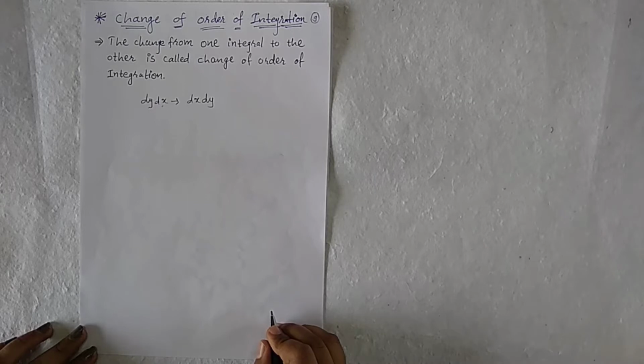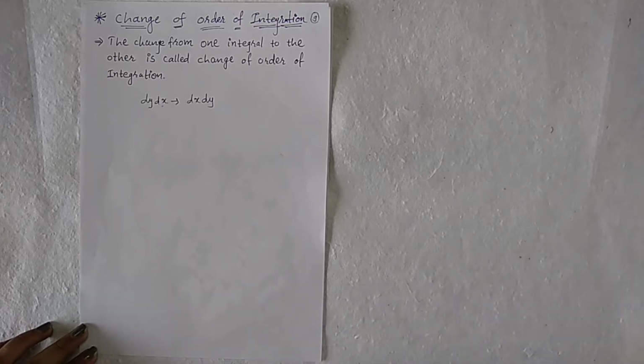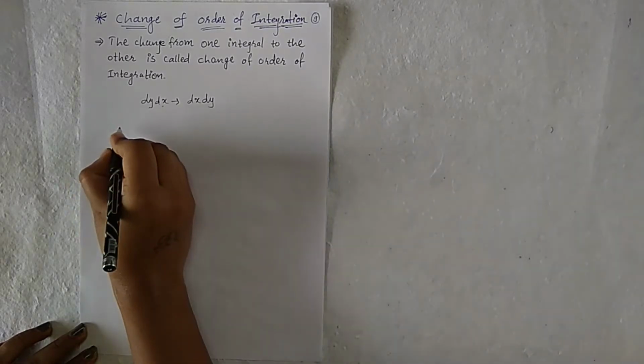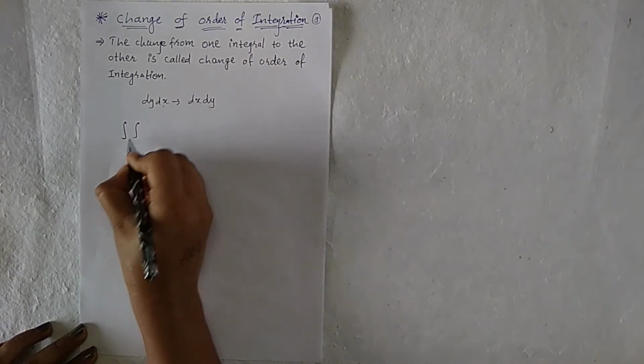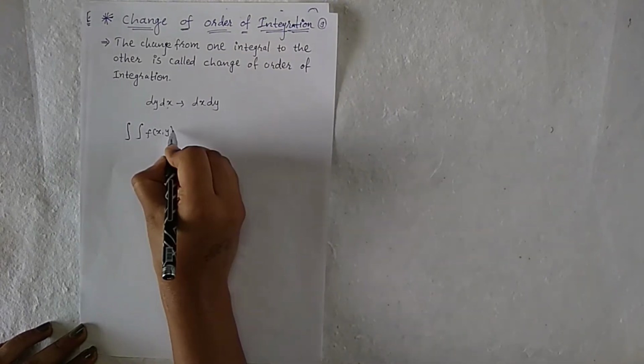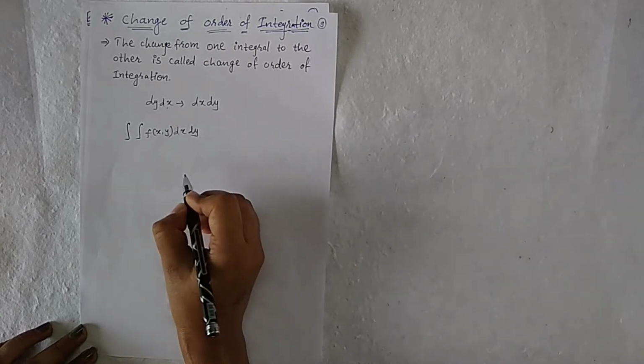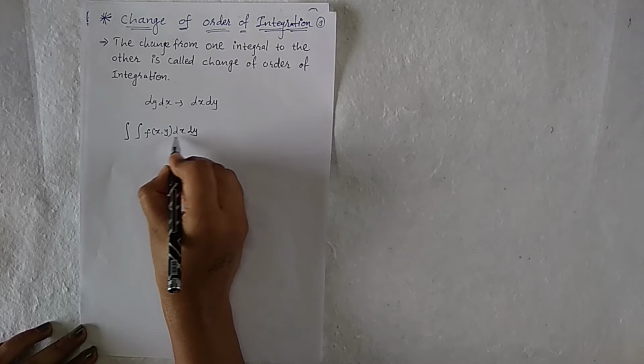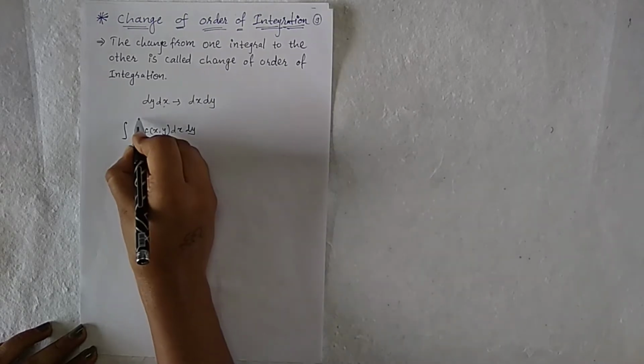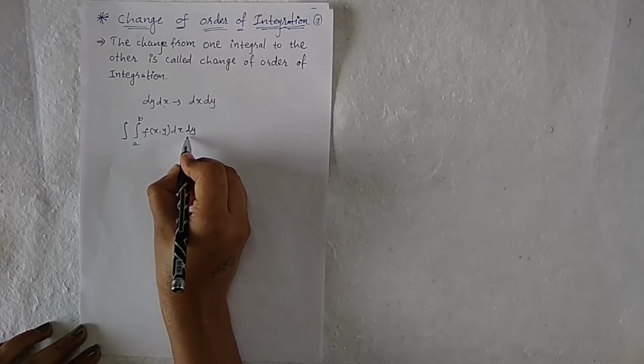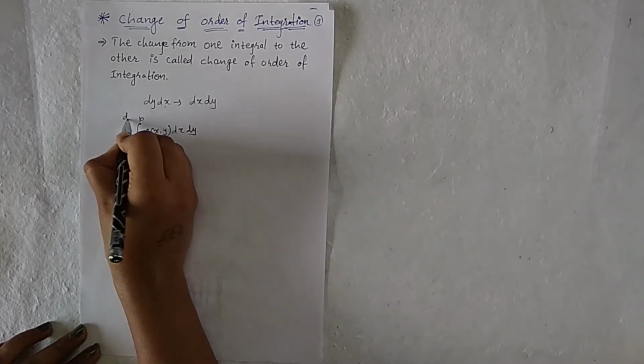In a double integral, if the limits of integration are constant, then the order of integration is trivial, provided the limits of integration are changed accordingly. Thus, if we have the double integration of f of x y dx dy, when we are integrating with respect to x, the limit is a to b, and with respect to y, the limit is c to d.